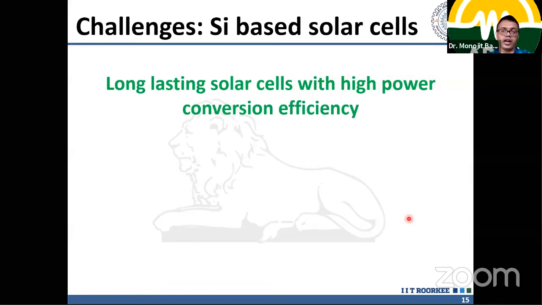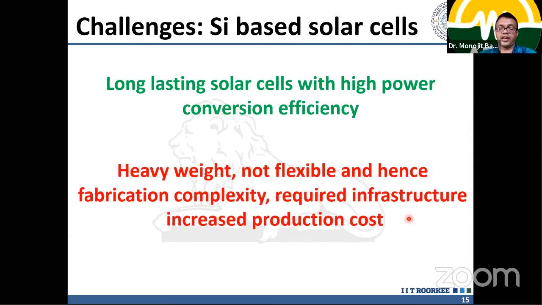Now, why are we not relying just on silicon solar cells? Definitely silicon has very long stability, right? Whenever you install a solar panel, it can last more than 20, 25 years. But the challenge is, it is very heavy. You might have seen a solar panel needs a lot of encapsulation and support. And silicon itself needs a few hundred microns thickness to absorb light. So normally silicon solar cells are much heavier.